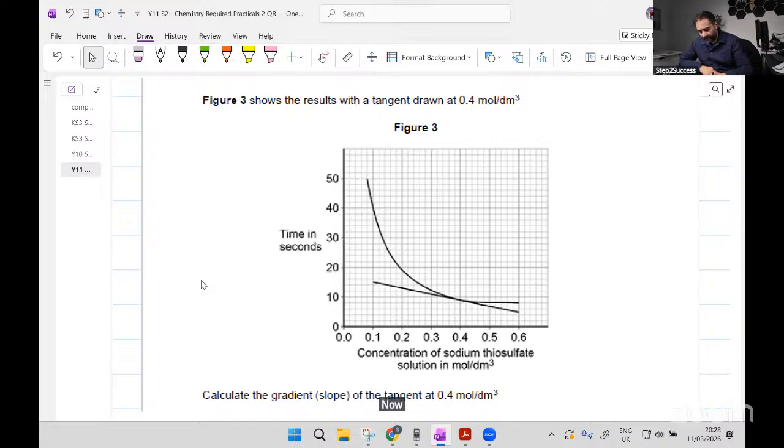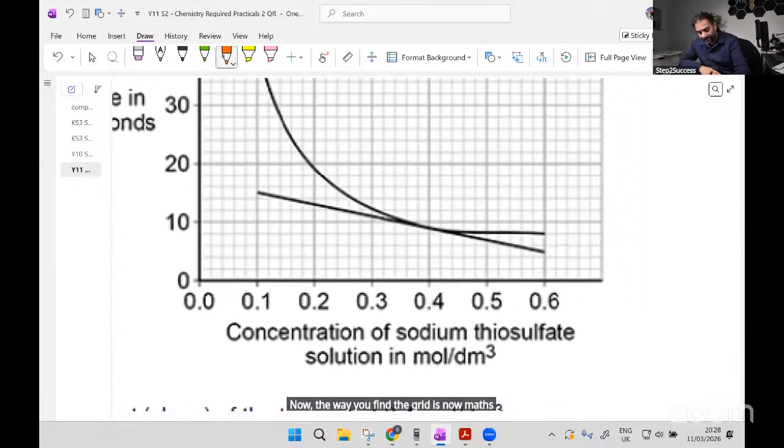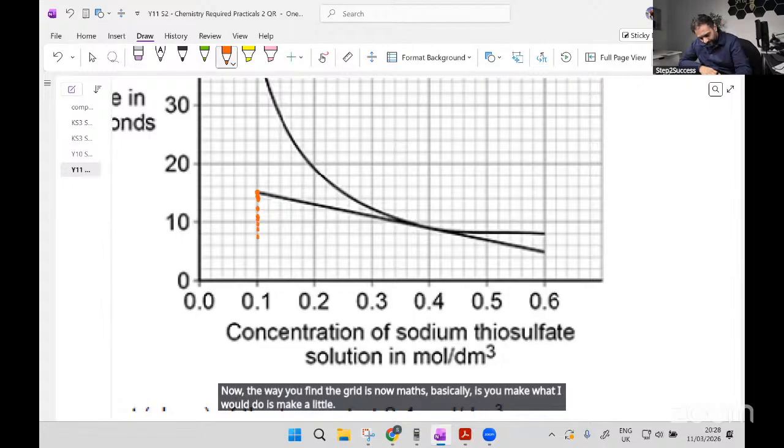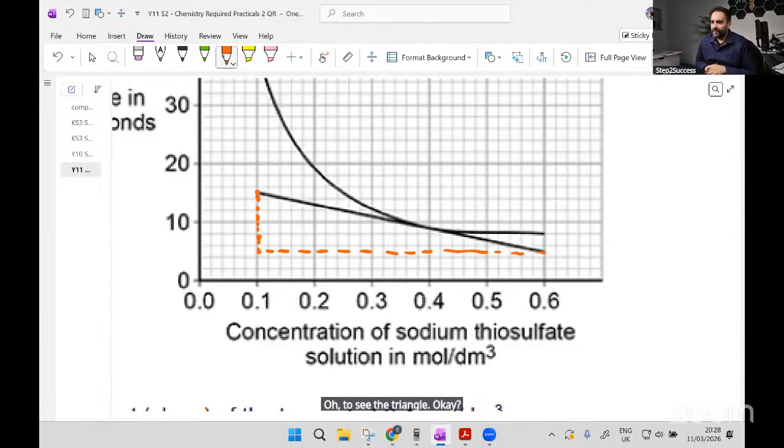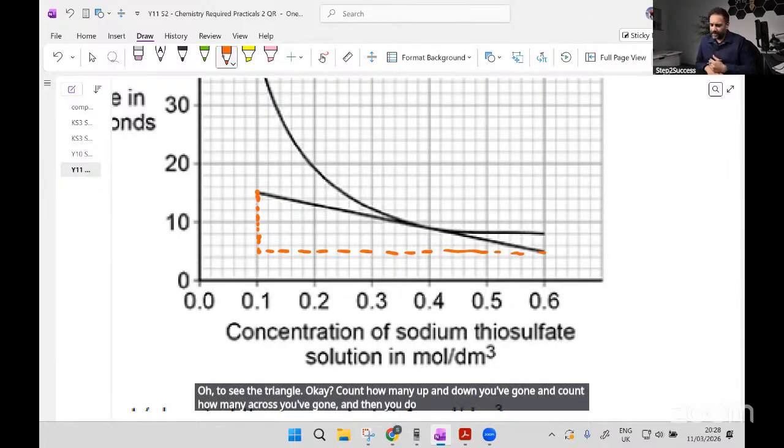Now, the way you find the gradient, from maths, is what I would do is make a little, hard to see, triangle. Okay. Count how many up and down you've gone and count how many across you've gone, and then you do up divided by across. That's how you find the gradient of a line.